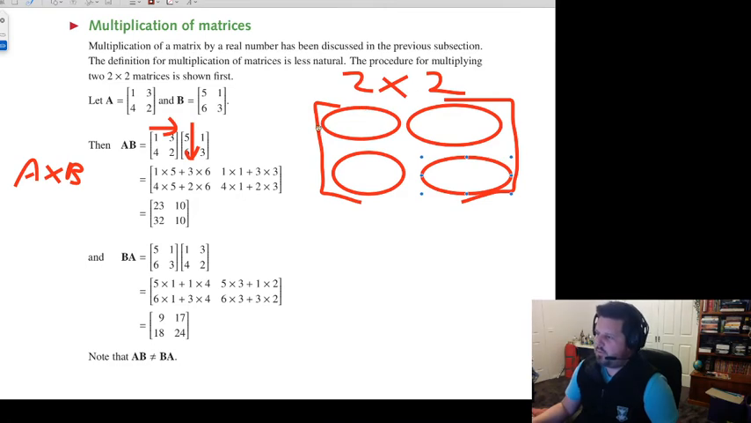So to work out this first item here in position 1, 1, you need to do this number here, 1, multiplied by this 5 here. So you do the 1 multiplied by the 5. It's this number multiplied by this number. Then we are adding, this is where we go across the row and we go down the column. So we're adding on now this number, which is the 3, and we go down and we multiply by the 6.